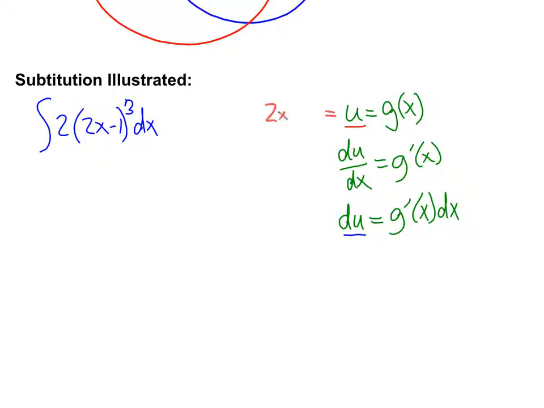Okay? u is 2x minus 1. What was the derivative of this? It's 2. Okay? So now, if I multiply both sides of the equation by dx, I have du equals 2 dx, right? Okay.